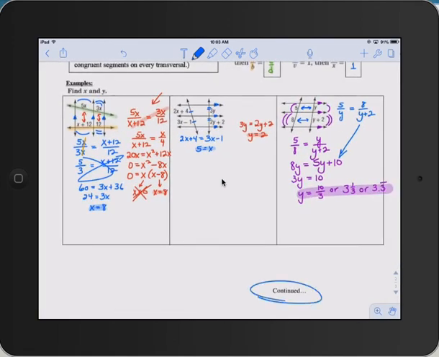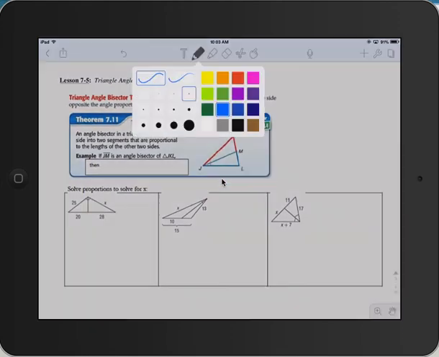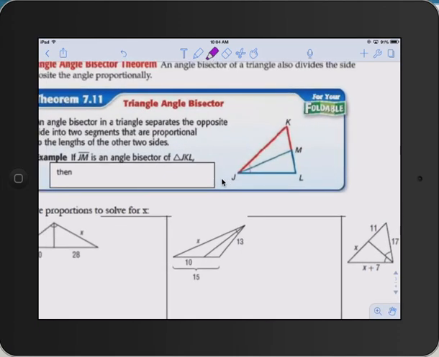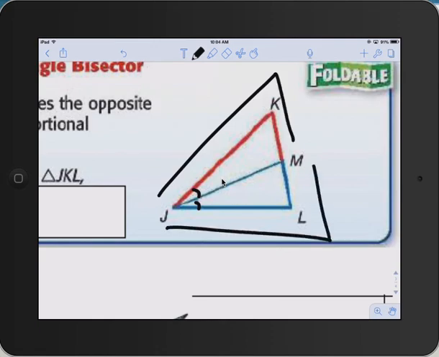Okay, this lesson will continue on the back side with what's called the triangle angle bisector theorem. And I don't really mean this lesson, I really mean lesson 7.5, but this is the only thing in 7.5 that we're going to do. So the triangle angle bisector theorem says that if you have an angle bisector of a triangle, it cuts the opposite side, the side that's opposite that angle that's being bisected, it cuts it proportionally. So if you know, this has to be given, if you know that this is an angle bisector, then you can say JK is to KM as JL is to LM.